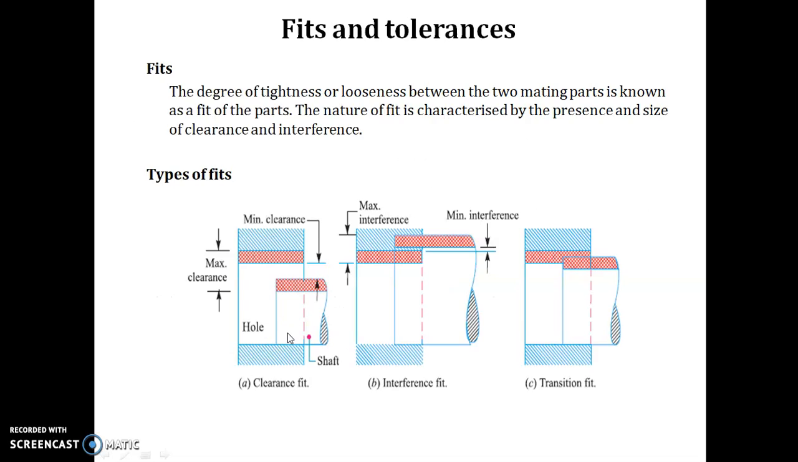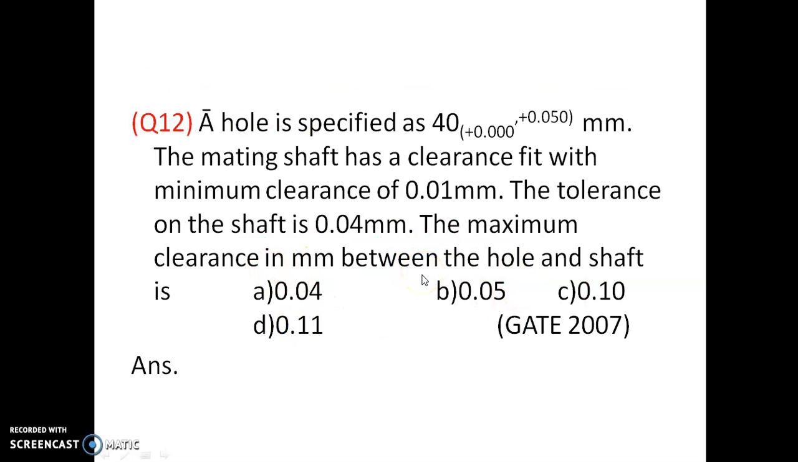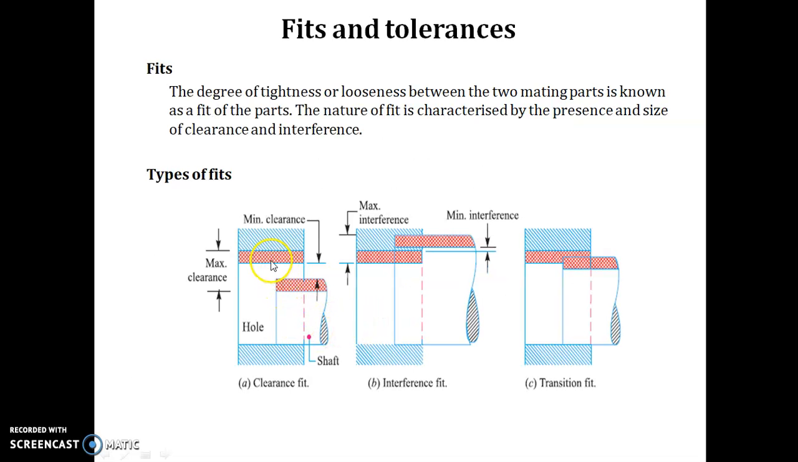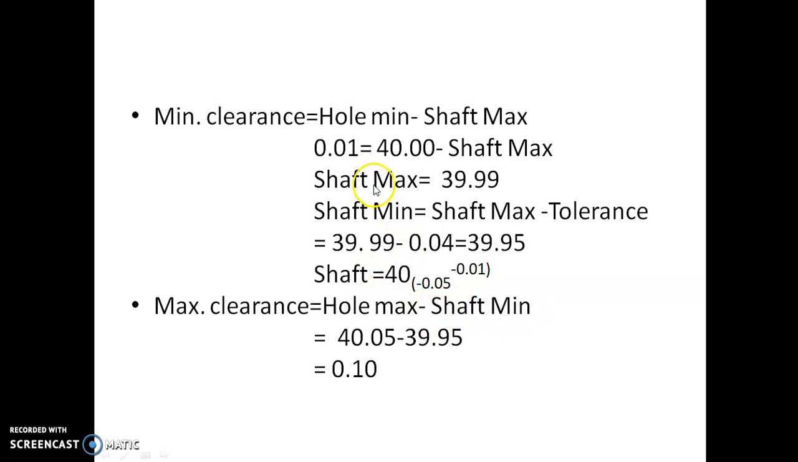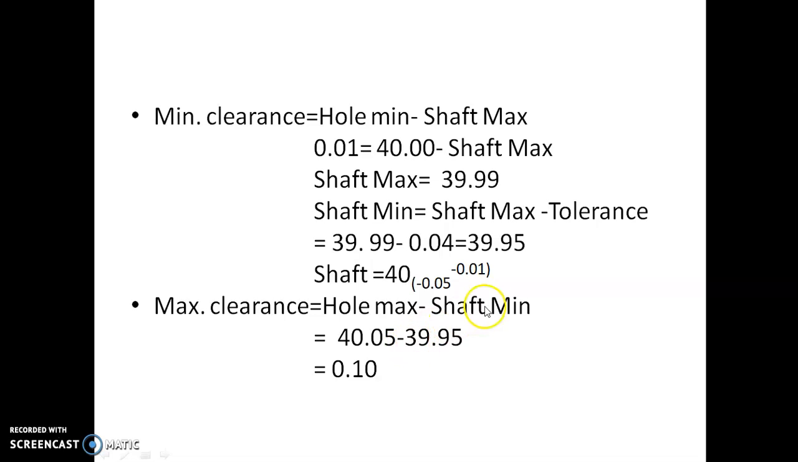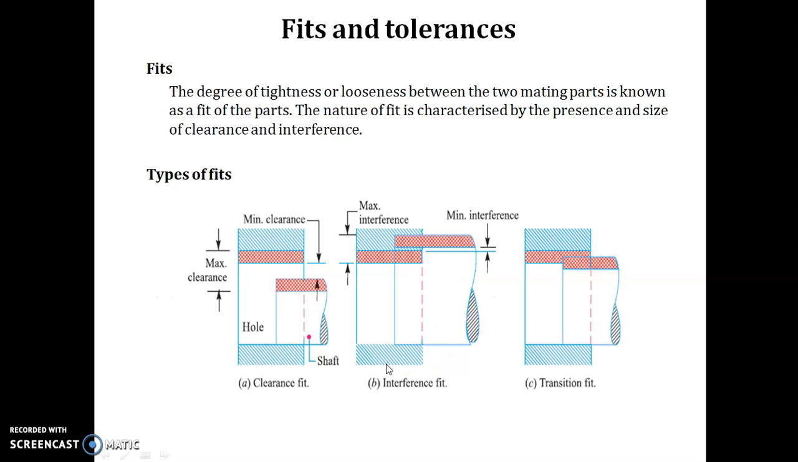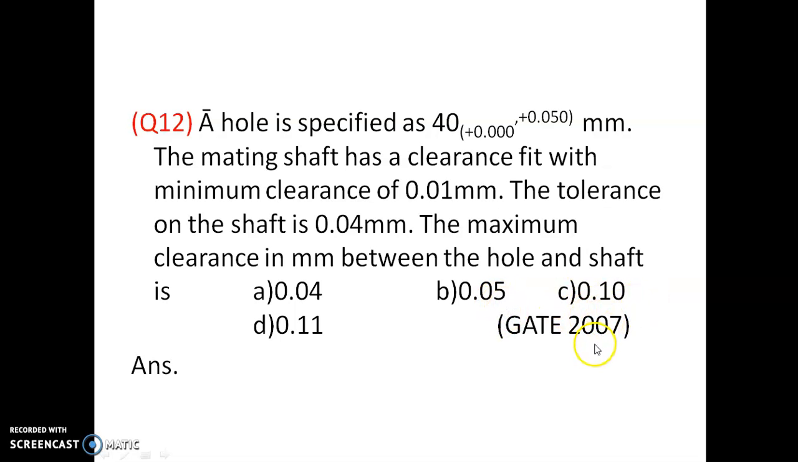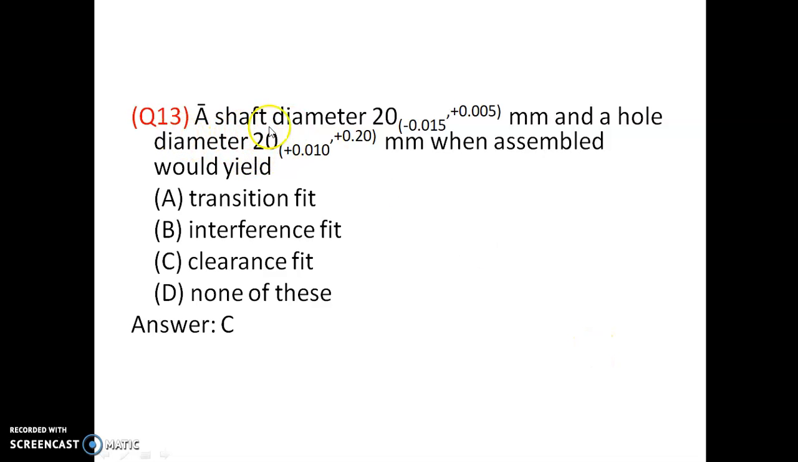So maximum clearance equals, what is asked in the problem? The maximum clearance in mm between the shaft and hole is hole maximum minus shaft minimum. Hole dimensions are given. Hole maximum is 40.05 minus shaft minimum. Shaft minimum is 39.95, which gives 0.10. So the answer is 0.10 mm.